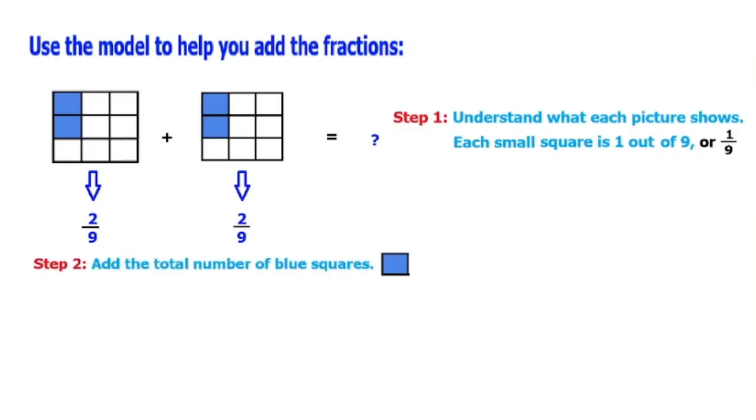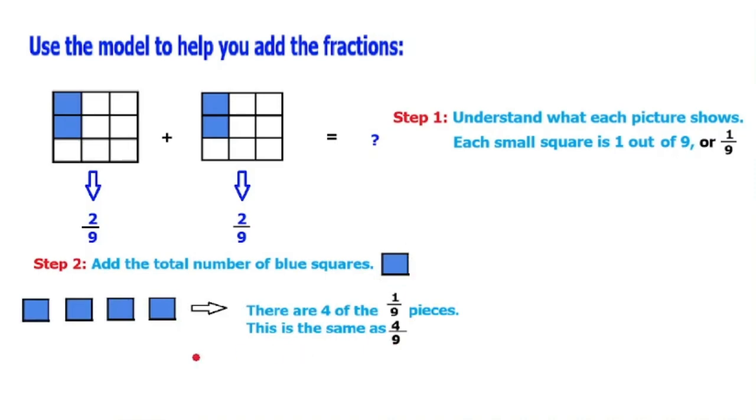So now the next step is to add the total number of blue squares. Okay? So there's 4 blue squares in total. There's this one, this one, this one, this one. So there are 4 of the 1/9 pieces. This is the same as 4/9.